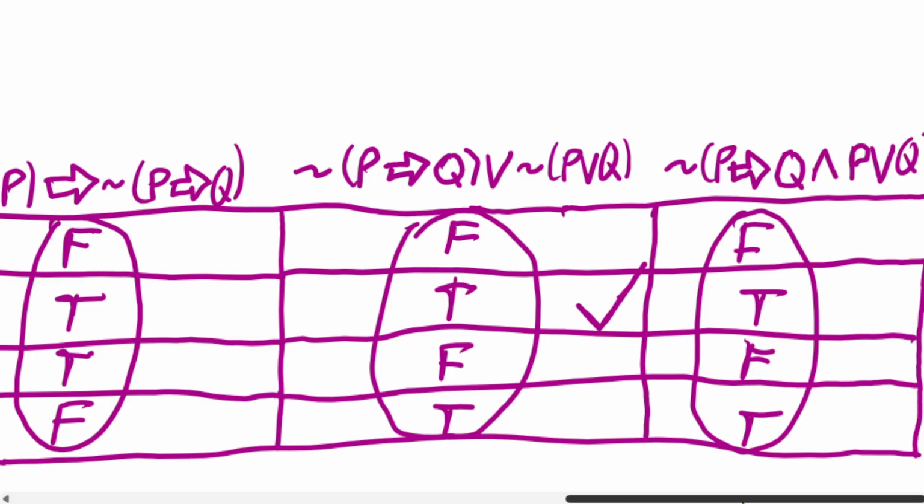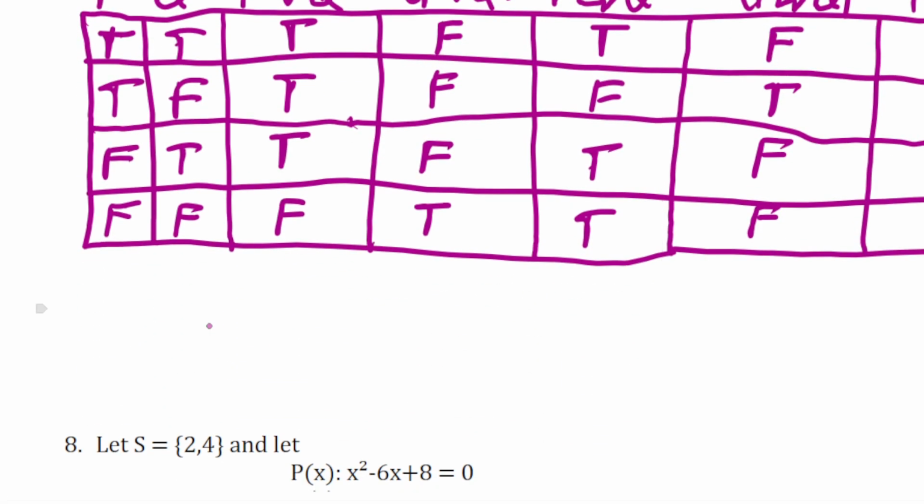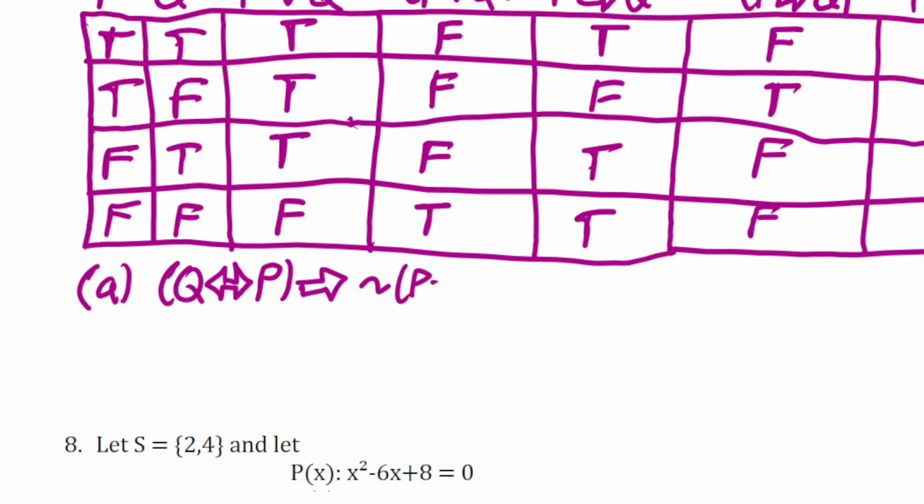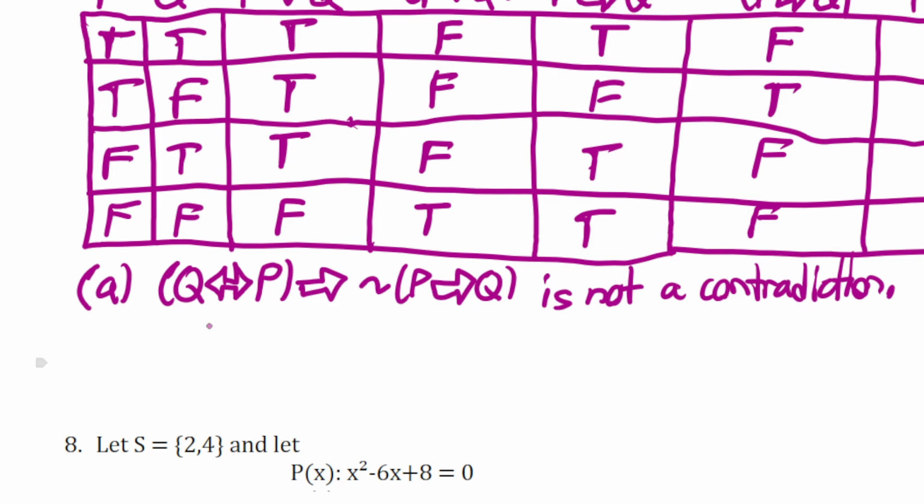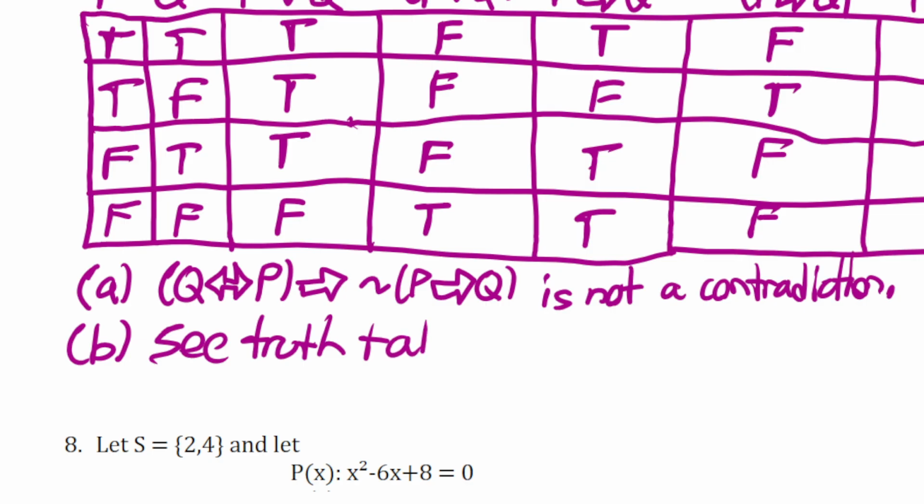So what we can determine from this is that A, the biconditional of Q or P implies not P implies Q, is not a contradiction. And for part B, see the truth table.